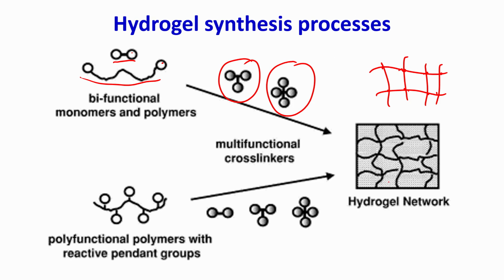Or you can have just a big chain containing several of these reactive places, and then all you do is mix your multifunctional cross linkers, and they will then cross link with another chain, like it's shown here, and then this may be linked to another chain. So, that is how the structure can propagate and essentially form a hydrogel network.